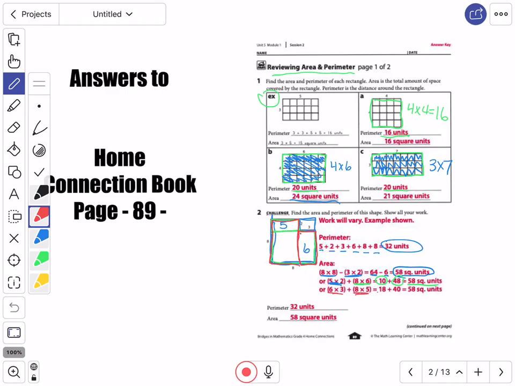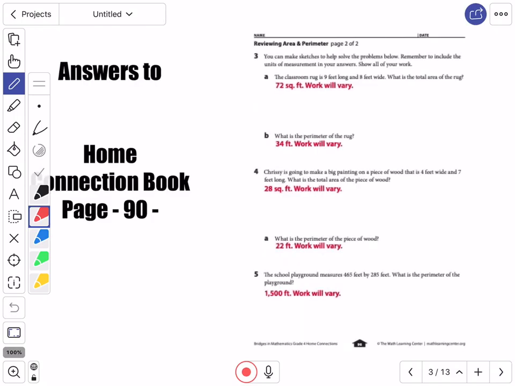Or you could do 6 times 3, which is the area of this spot right here, plus 8 times 5, which is 18 plus 40, which also gives you 58 square units. So 3 different ways to solve the area for that one. The perimeter would be 32 units, and the area would be 58 square units. So there are the answers to page 89.